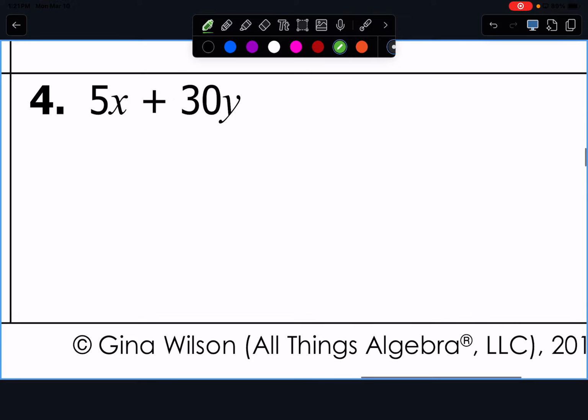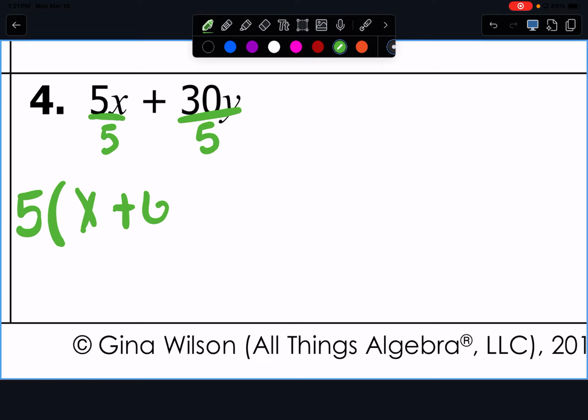All right, for number 4, what is the GCF? 5. Okay, so when I divide 5x by 5, what do we get? 8 plus 6. 30y divided by 5 gives us? 5. So that is our answer. I want you to go ahead and look at the back.